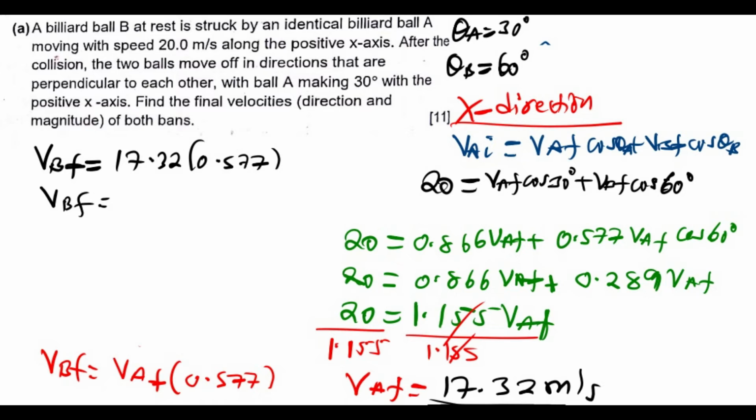One thing we should know is that VB is going to be less than 17, because it started moving because of VA, because of ball A. So we don't expect it to exceed VA. The velocity has to be less than the first one. So we have 17.32 times 0.577. So now the velocity is 10 meters per second. So these are the answers now for the final velocities.